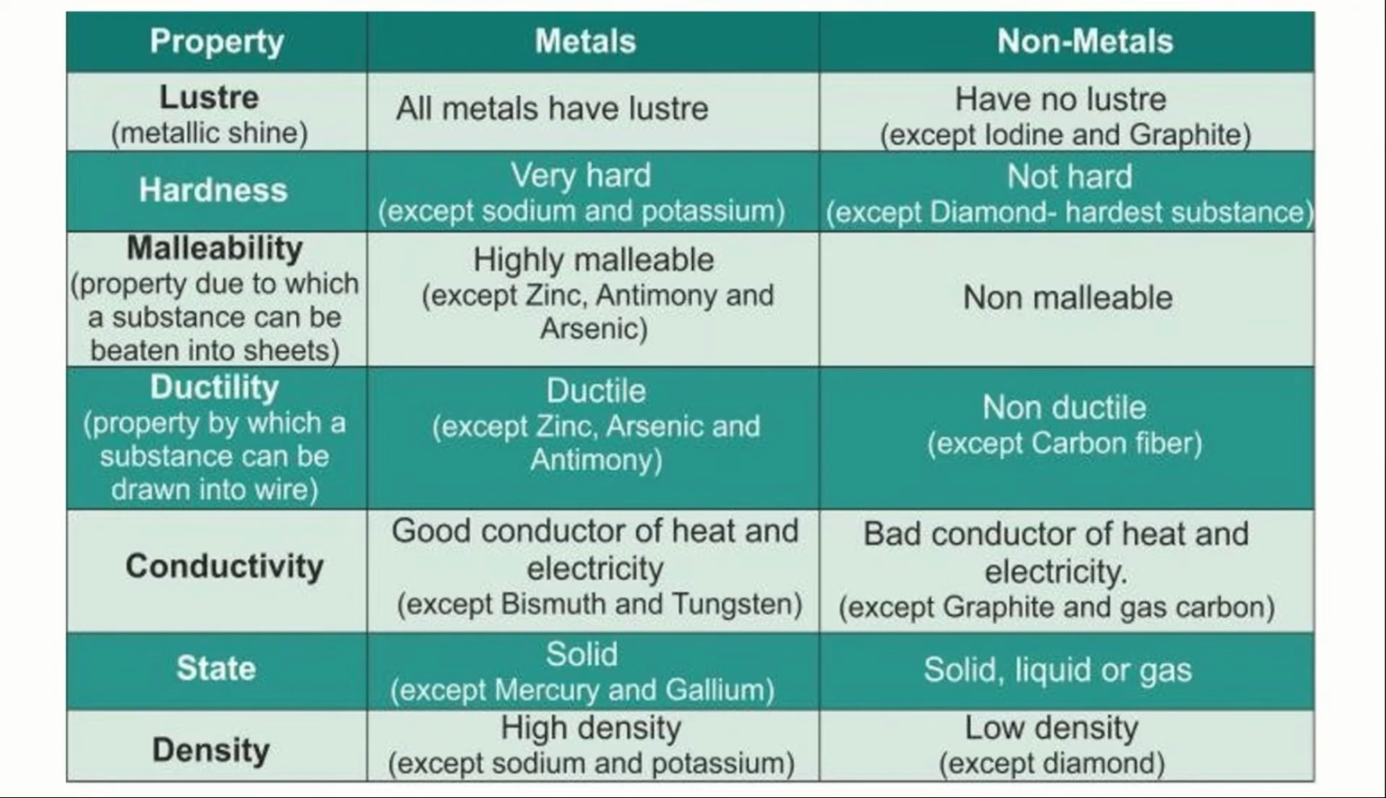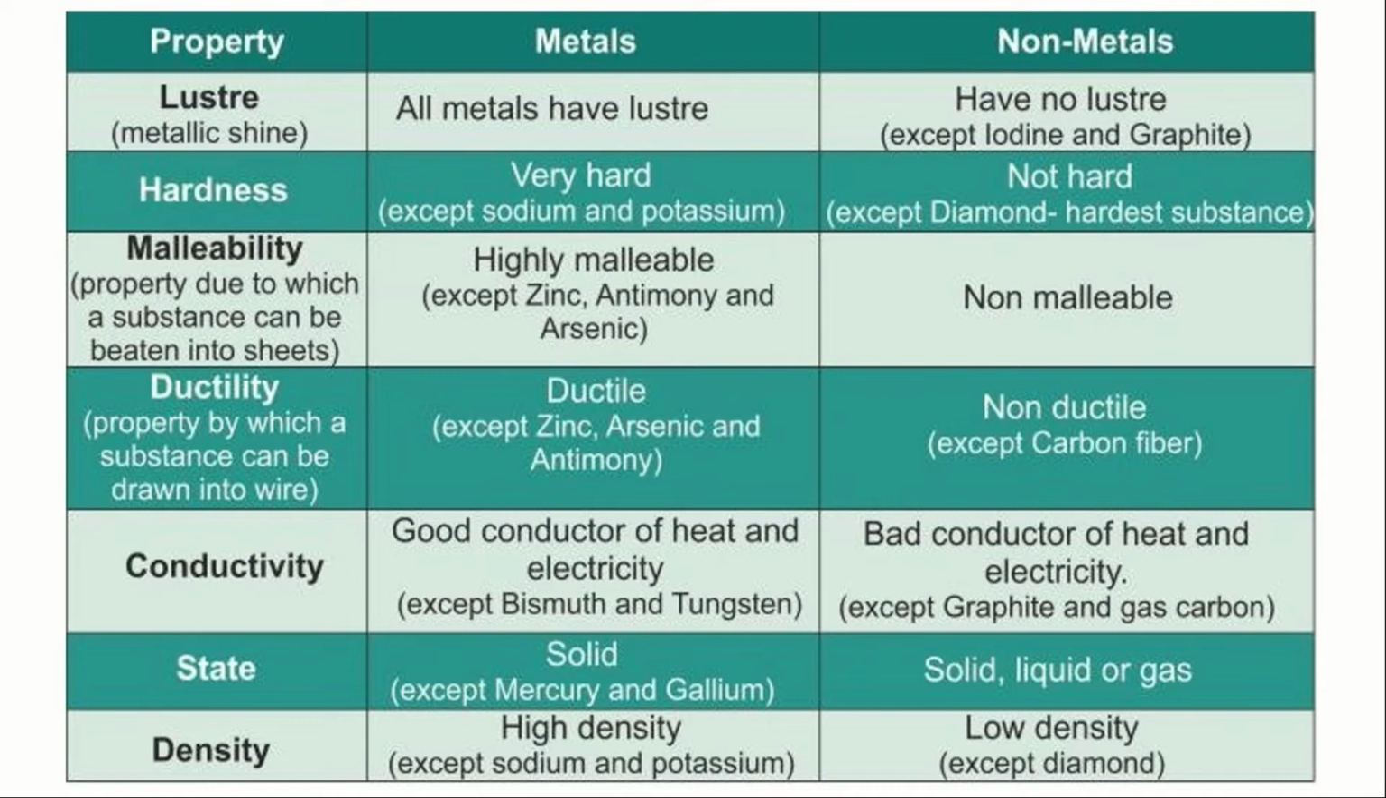The last property is density. Metals have highly dense property, that is, high density except sodium and potassium, whereas non-metals have low density except diamond, which is the hardest substance on earth's crust.